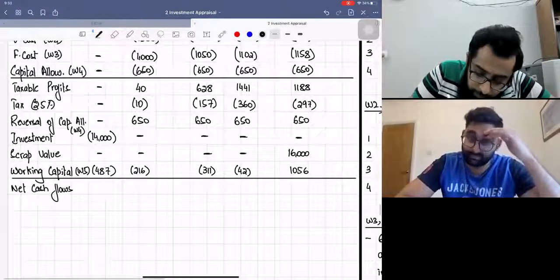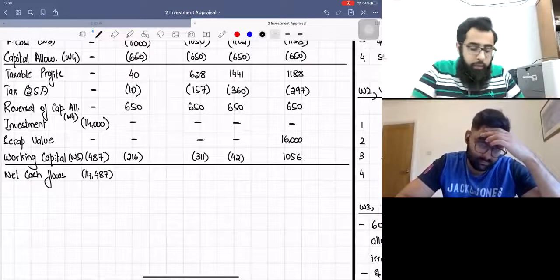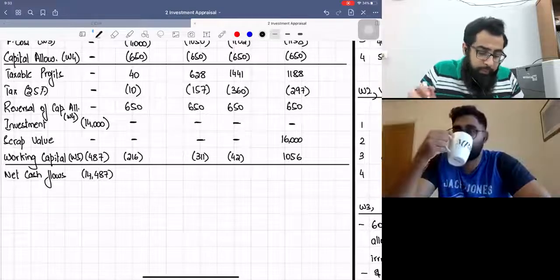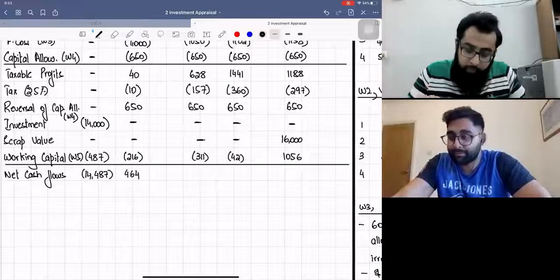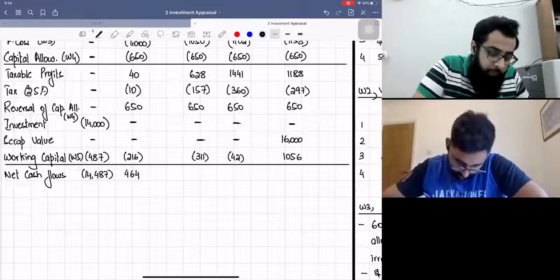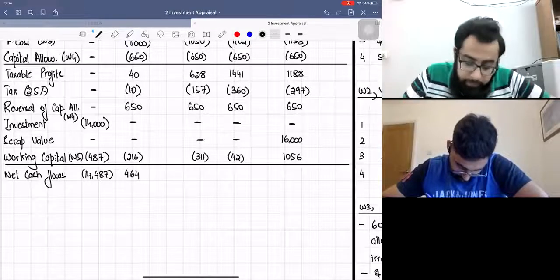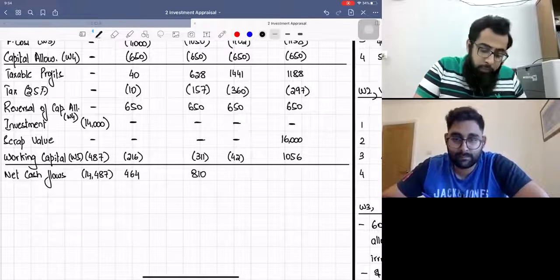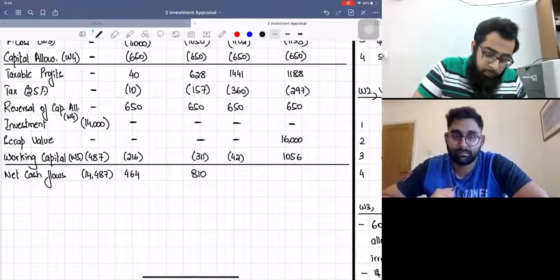14,487 it is, in year 0. Year 1 is 40 minus 10, 650 minus 216. It's 464. Year 2: 40 minus 10, 628 minus 157 plus 650 minus 311. 810. Then 1441 minus 360 plus 650 minus 42. It's 1689.